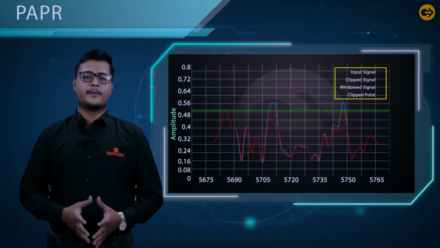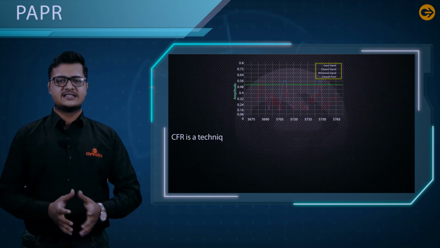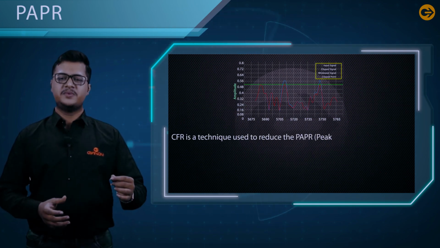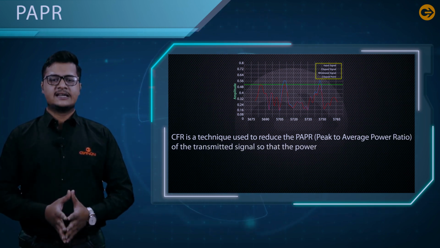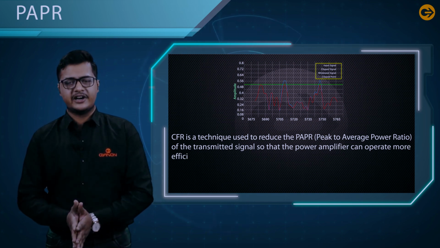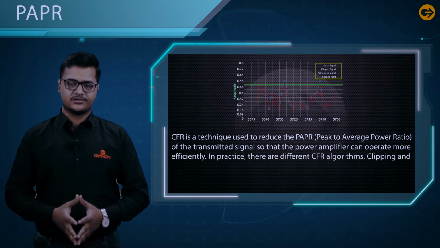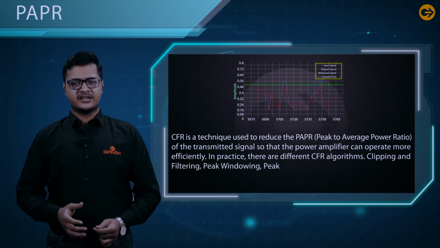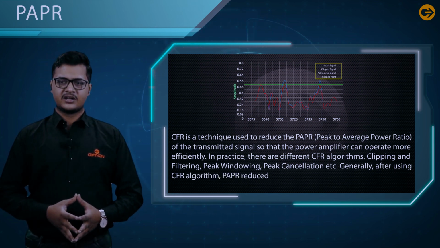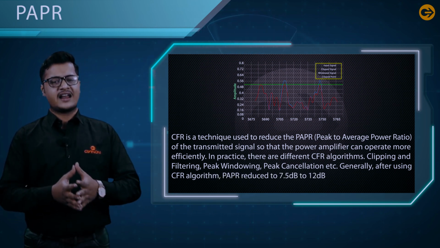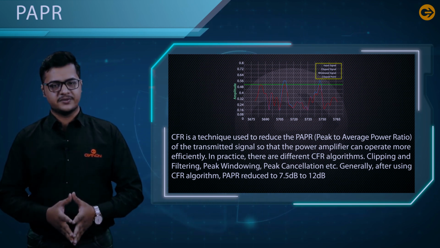Now we will discuss the crest factor reduction or CFR. CFR is a technique used to reduce the PAPR or peak to average power ratio of the transmitted signal so that the power amplifier can operate more efficiently. In practice, there are different CFR algorithms: clipping and filtering, peak windowing and peak cancellation, etc. Generally, after using a CFR algorithm, PAPR is reduced to 7.5 to 12 dB.